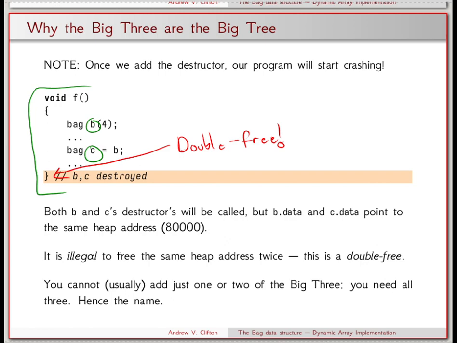So once we add the destructor, we can't just stop there. We have to go on and add the copy constructor. The copy constructor handles situations like this. And then we have to add the copy assignment to handle regular assignment-based copies. That's why these things are sometimes called the big three. Why the big three are the big tree?